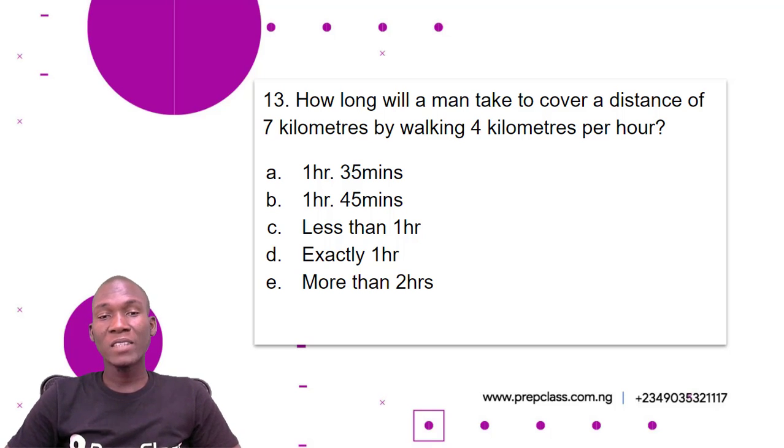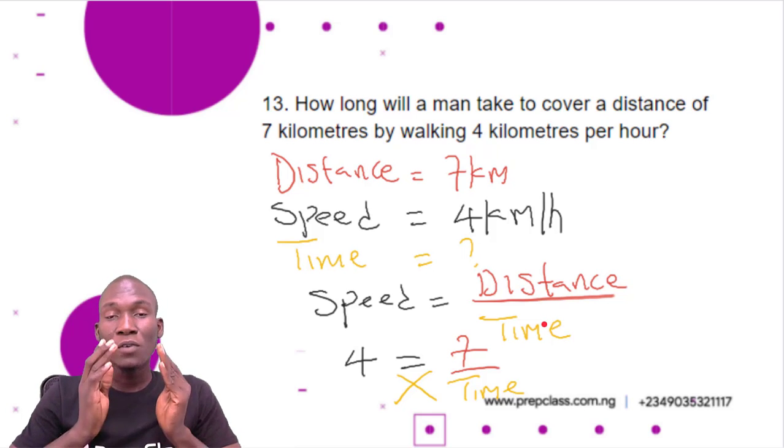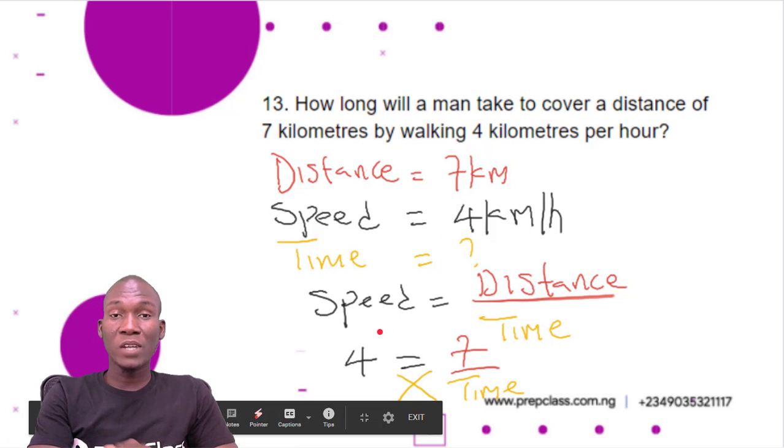From the question, we have the distance to be 7 kilometers and the speed, which is 4 kilometers per hour. We need to find time. Remember, speed equals distance over time. So we have distance equals 7 kilometers and the speed is given as 4 kilometers per hour. We need to find the time, which is unknown. Speed equals distance over time. This is the formula we are going to use to solve for time.